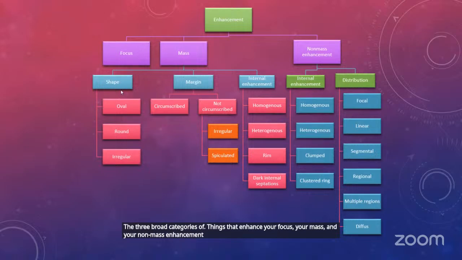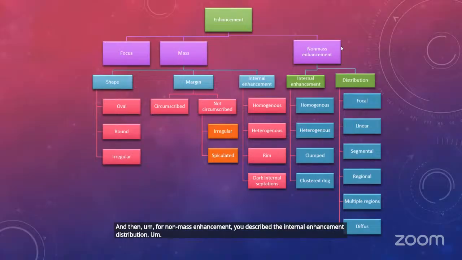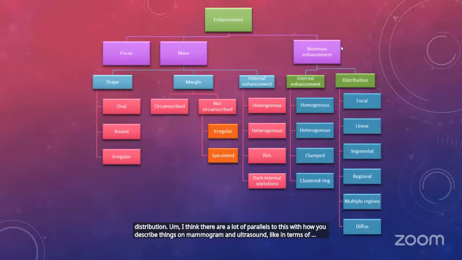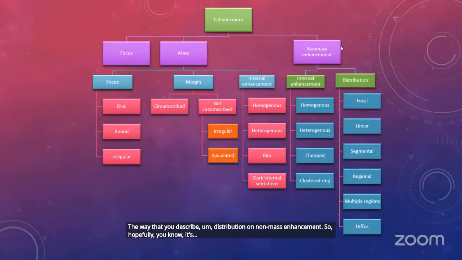And then, with masses, we describe the shape, the margins, and the internal enhancement. And then for non-mass enhancement, you describe the distribution and internal enhancement. I think there are a lot of parallels with how you describe things on mammogram and ultrasound, in terms of shape, or the way that you describe distribution on non-mass enhancement. So hopefully, it's pretty intuitive, not too much of a jump.